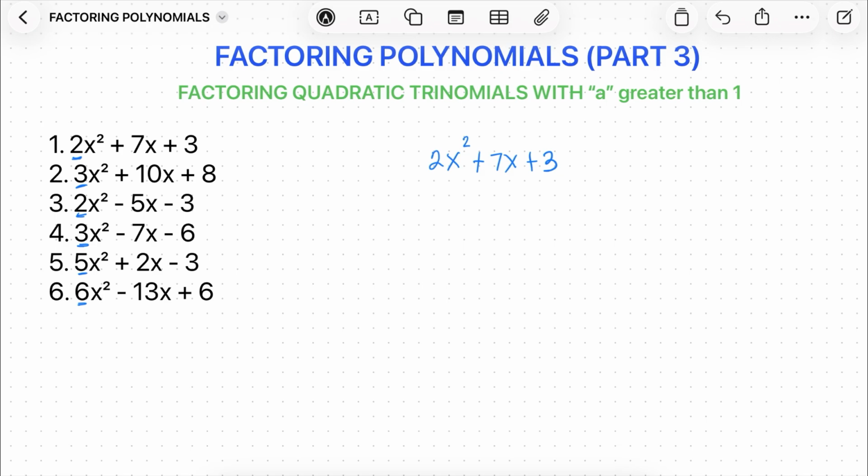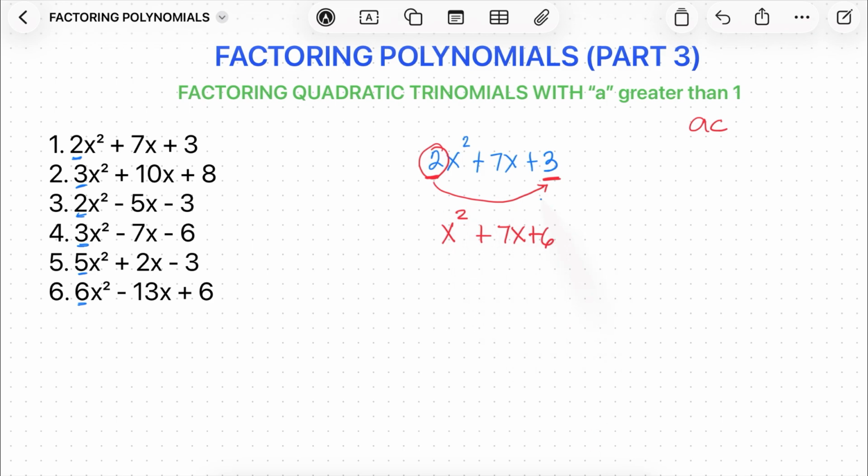The method that we will be learning this time is the AC method, wherein we're going to multiply the a, which is the numerical coefficient of the quadratic term, and the c, which is the constant. So if we multiply that, that will be 6, right? So now we're going to take off this one and let x squared remain. Copy the middle term, which is 7x, and then plus 6. Again, so it's x squared plus 7x plus 6.